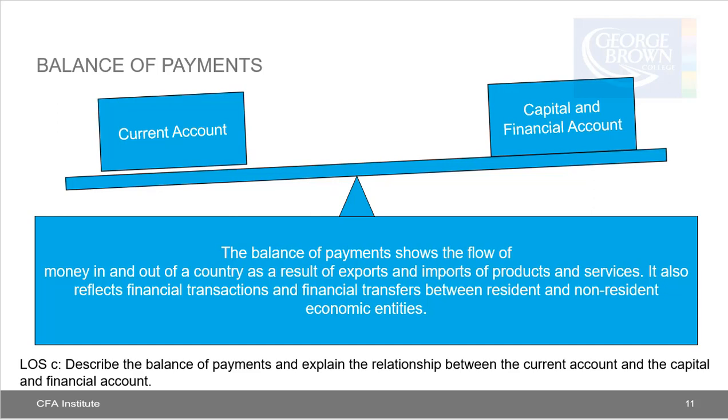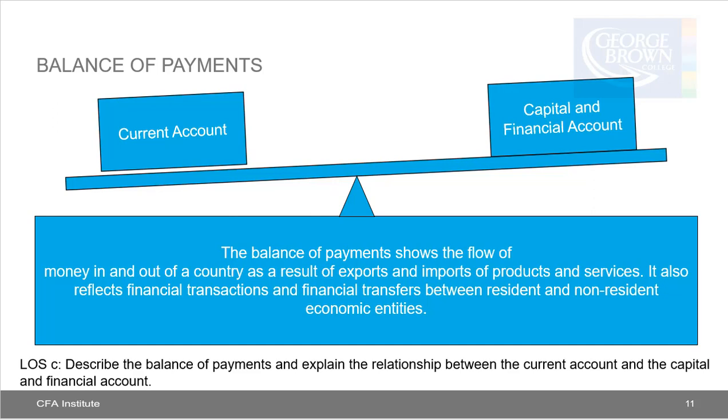Economic entities include individuals, companies, governments, and government agencies. Resident entities are based in the country, domestic, whereas non-resident entities are based in other countries, foreign. Analyzing a country's balance of payments helps in understanding a country's macroeconomic environment. Questions that can be answered include: how much does a country consume and invest compared with how much it saves? And does the country depend on foreign capital to fund its consumption and investments?